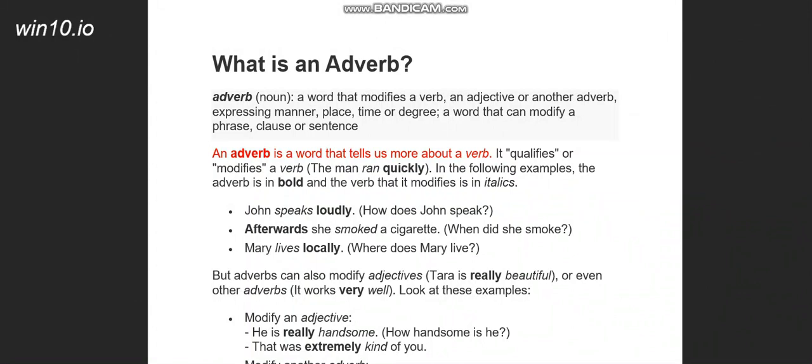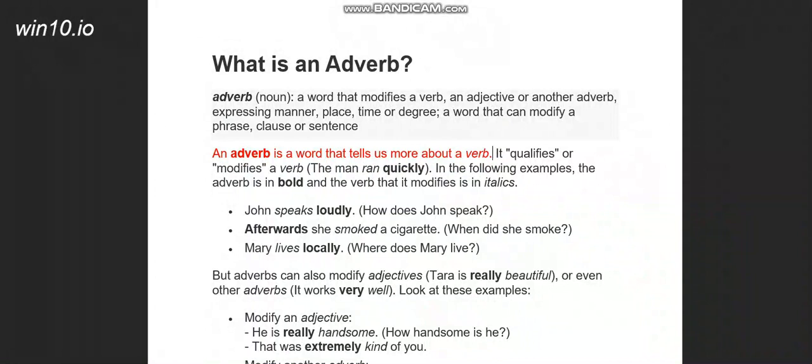In the following examples, the adverb is in bold and the verb that it modifies is in italics. Over here, John speaks loudly. So how is John speaking? He is speaking loudly. So loudly becomes our adverb as it is modifying our action, speaks. Speaking is an action, so it becomes our verb. But how is he speaking? He is speaking loudly. So loudly becomes our adverb. I hope you understood, students.